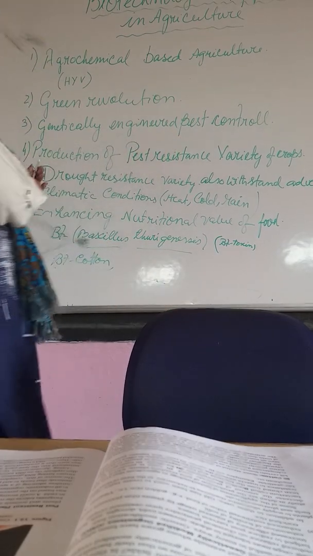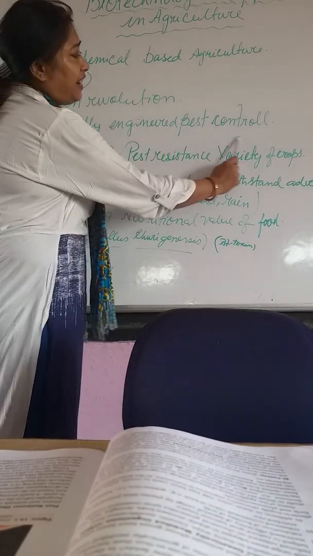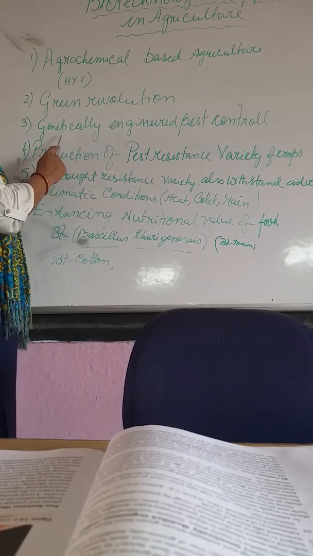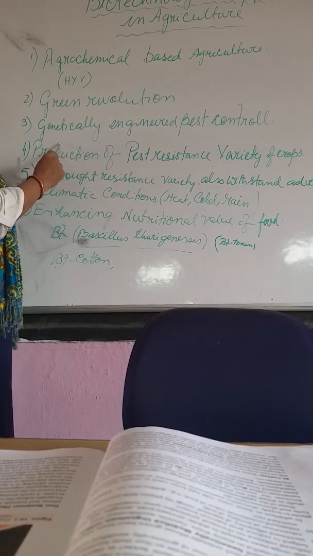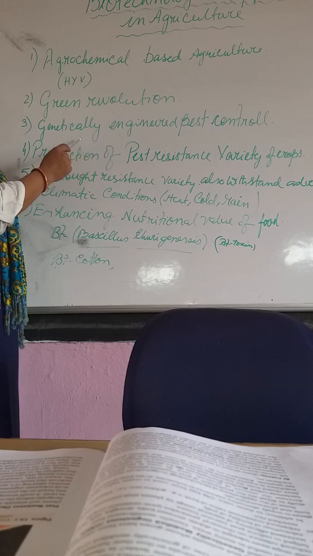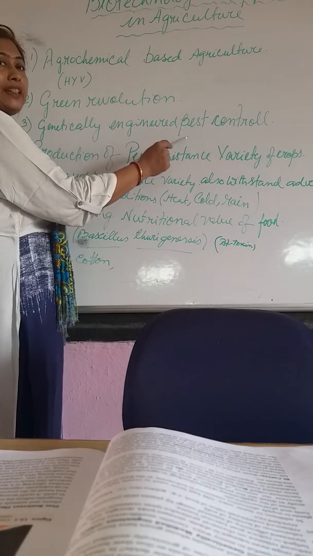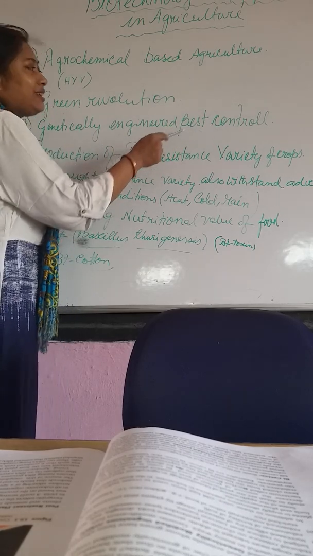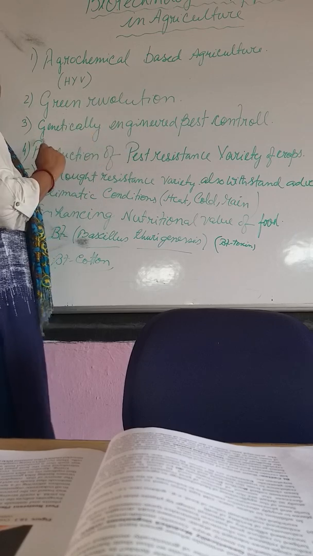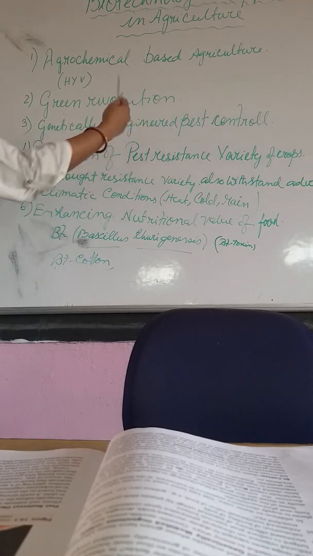So here, genetically controlled pest control is used in such a way that the plant is not infested by the pest. That means the pest dislikes the plant. I'll come to this later on.